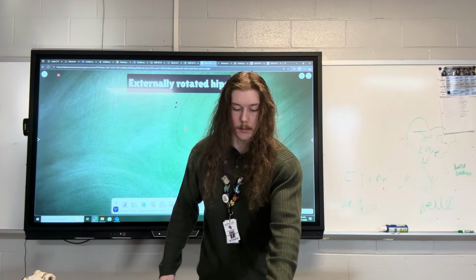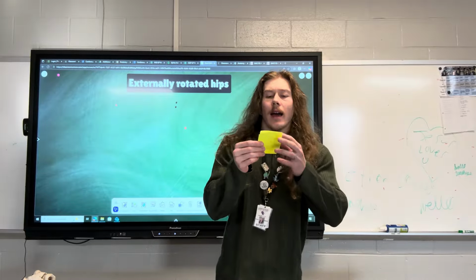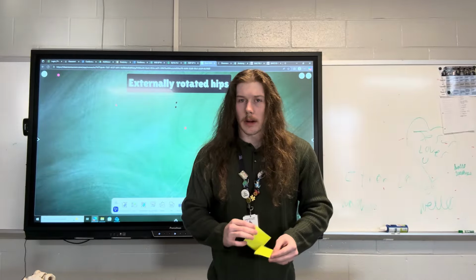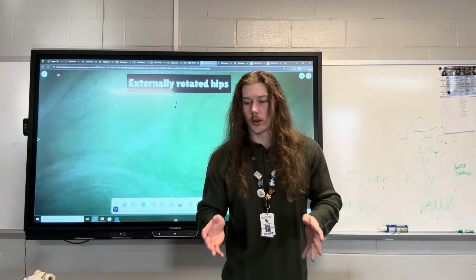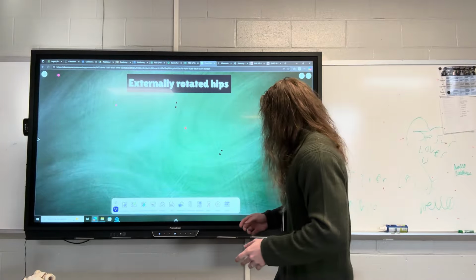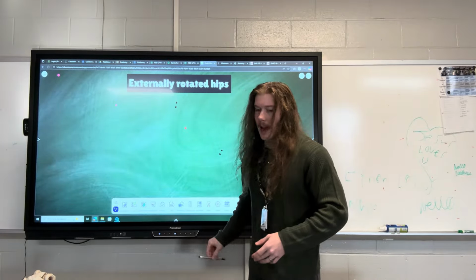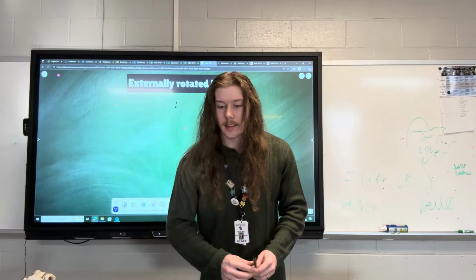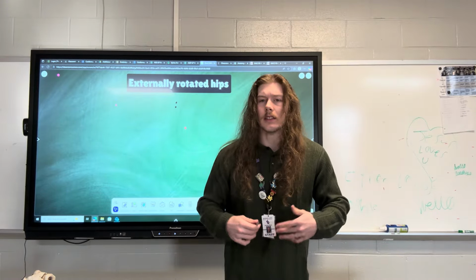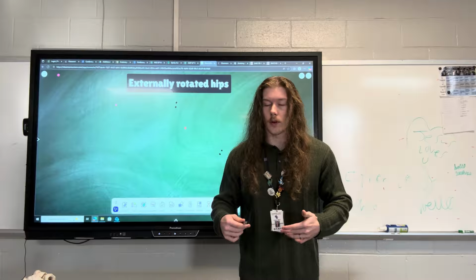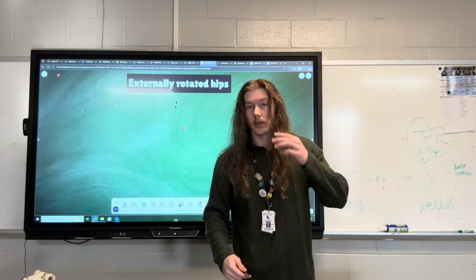This came up when one of my other students talked to me about a hip deformity that he has, and it keeps him in a very externally rotated position. He was asking me some questions about how he could help mitigate this and what he could do basically to stop the pain that occurs from him being in this externally rotated position all the time.